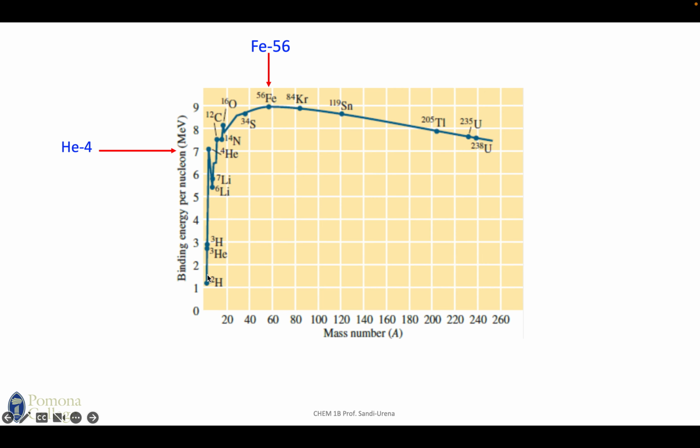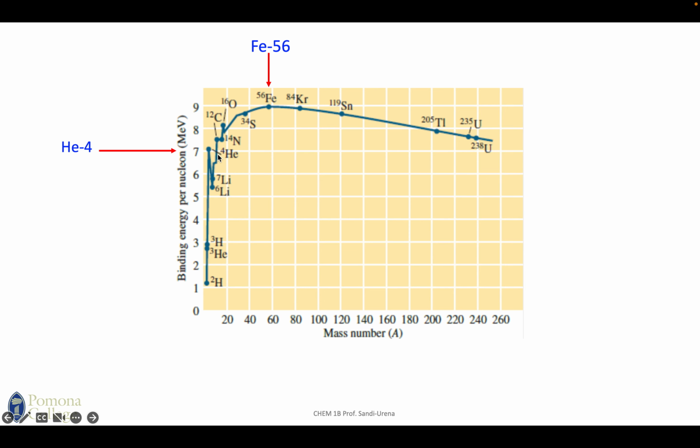So we have hydrogen-2 here, deuterium, and uranium-238 up here, for example. We see that the binding energy increases in this direction, reaches a maximum, and then goes back down. The higher the binding energy, the more stable the nuclide, okay? Because the particles are going to be held together more strongly. So that means that Fe56 is at the top of stability in terms of nuclides.